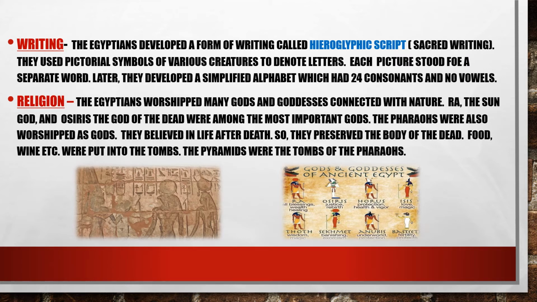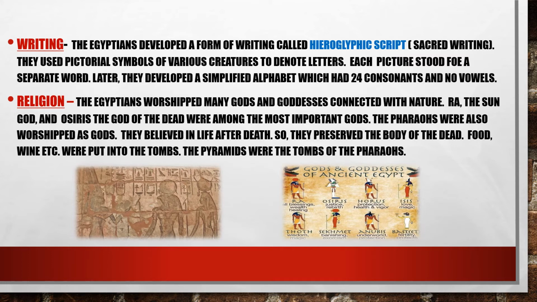We can also say that certain animals and birds such as the jackal, the crocodile, the bull and the hawk were also worshipped. Not only this, the Egyptians believed in life after death. That is why they preserved the body of the dead. A dead body was embalmed with spices and wrapped in fine linen, which I have already discussed in the mummification. Such a preserved body is known as a mummy.